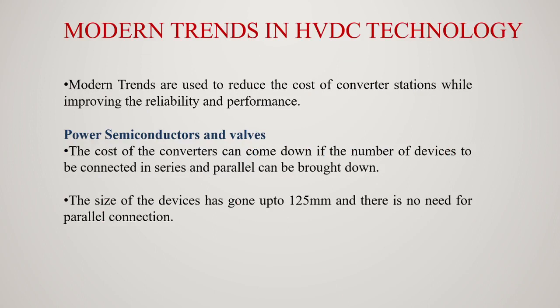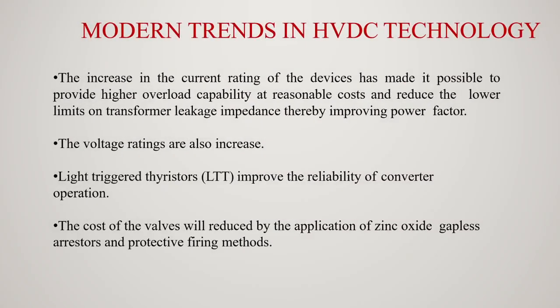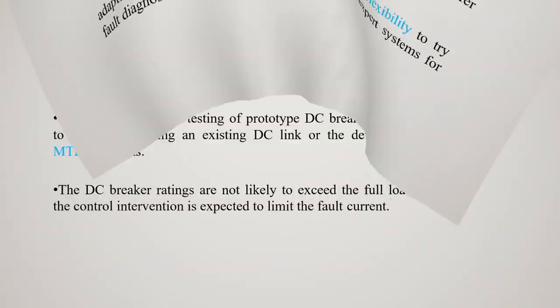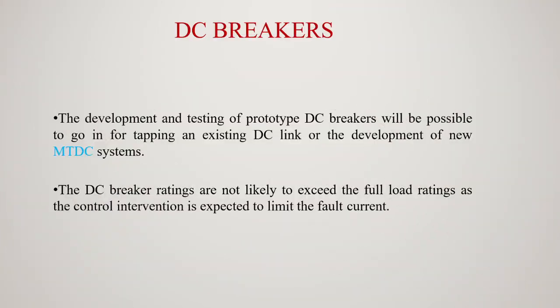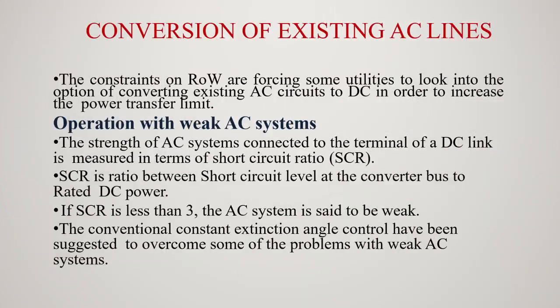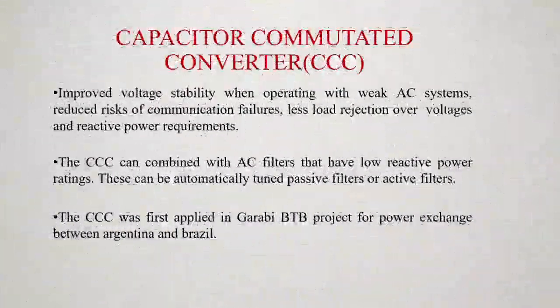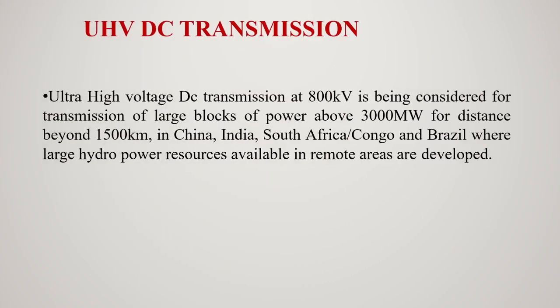And choice of voltage level also we have seen. Okay, next is modern trends in HVDC technology we have seen. In this we have seen power semiconductors and wires, converter control, DC breakers, conversion of existing AC lines, operation with weak AC systems, active DC filter, capacitor commutated converter, that is triple C, and UHV DC transmission.